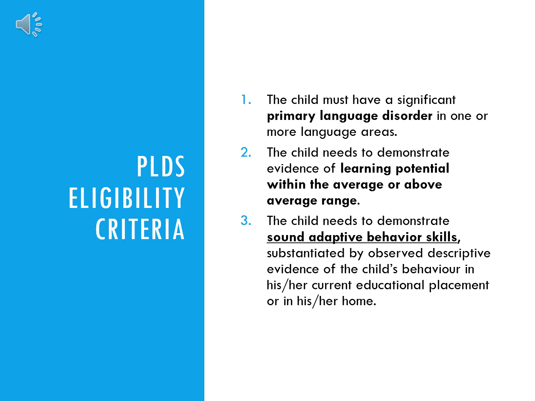The child must have a significant primary language disorder in one or more language areas as assessed by a speech pathologist. The child needs to demonstrate evidence of learning potential within the average or above average range. For pre-primary and Year 1 applications, an assessment by a psychologist is essential. For kindergarten applications, a paediatric assessment is highly recommended but not essential. The child also needs to demonstrate sound adaptive behaviour skills, as documented by observed descriptive evidence of the child's behaviour in his or her current educational placement or within his or her home.